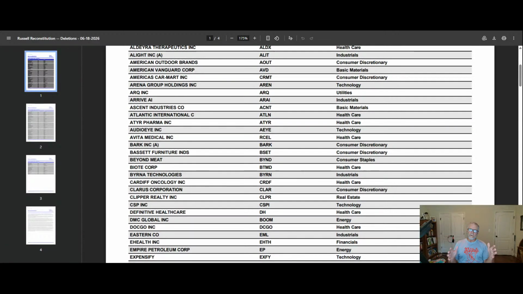Well, I know for sure that Bassett had great earnings. The stock went up last week. So more than likely, Bassett's coming out of the Russell 3000, and it's probably going to go into the S&P 600, okay, which is positive. So it's not all negative when something comes out of an index.